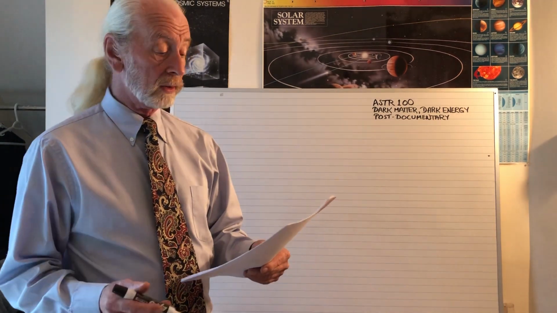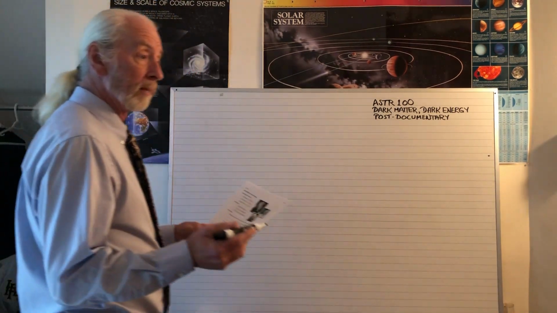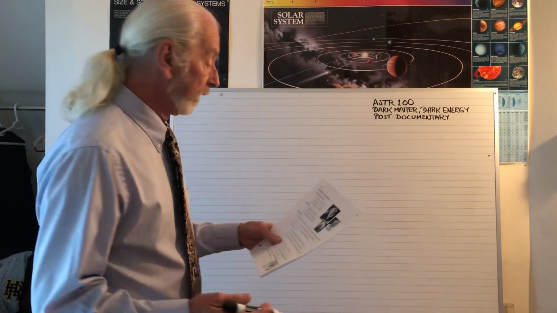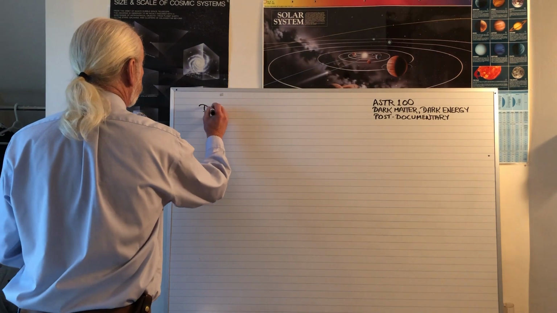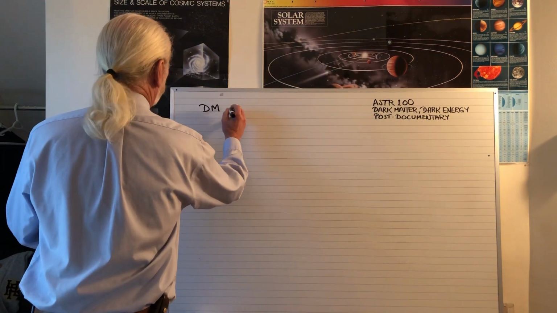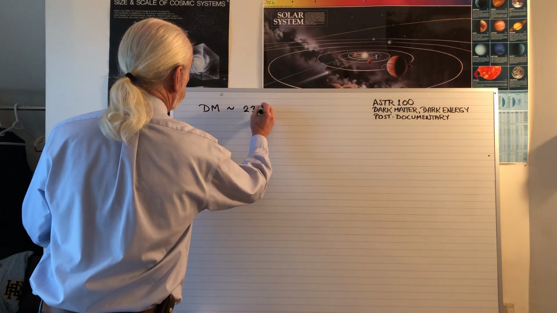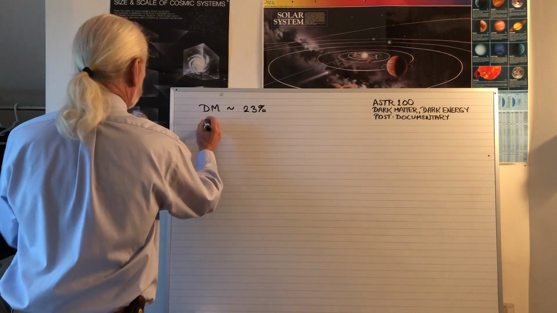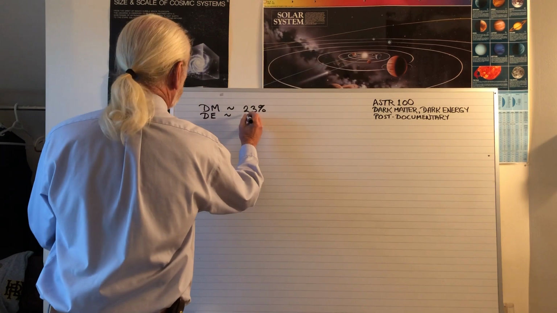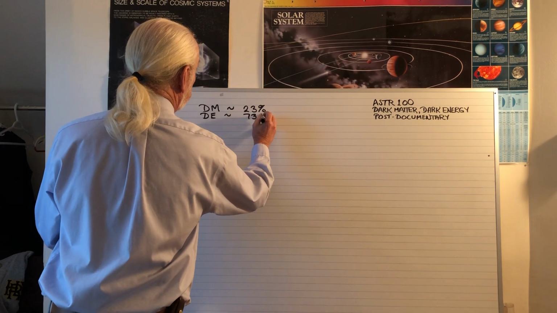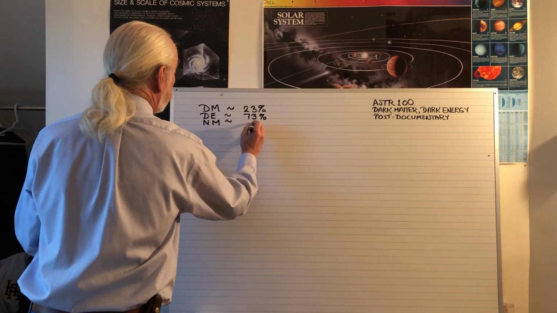Topic 1, dark matter, dark energy. We'll start with percentages. The percentages of dark matter, dark energy, and normal matter in this universe. For dark matter, roughly 23%. Dark energy, roughly 73%. Normal matter, that's us, roughly 4%.